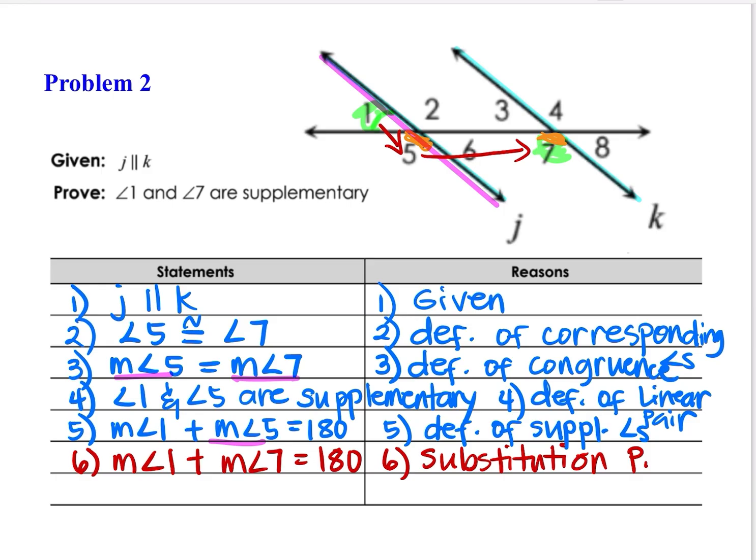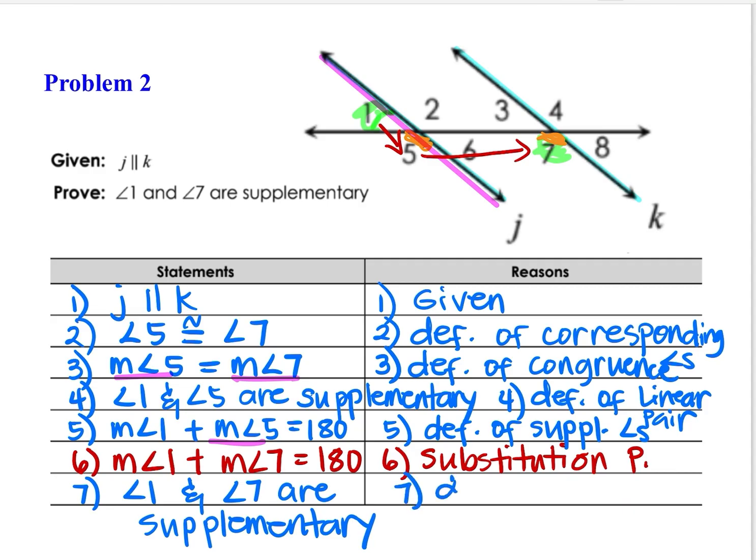Since we have established that, we can conclude that angle 1 and angle 7 are supplementary. And the reason for the number 7 statement is definition of supplementary angles.